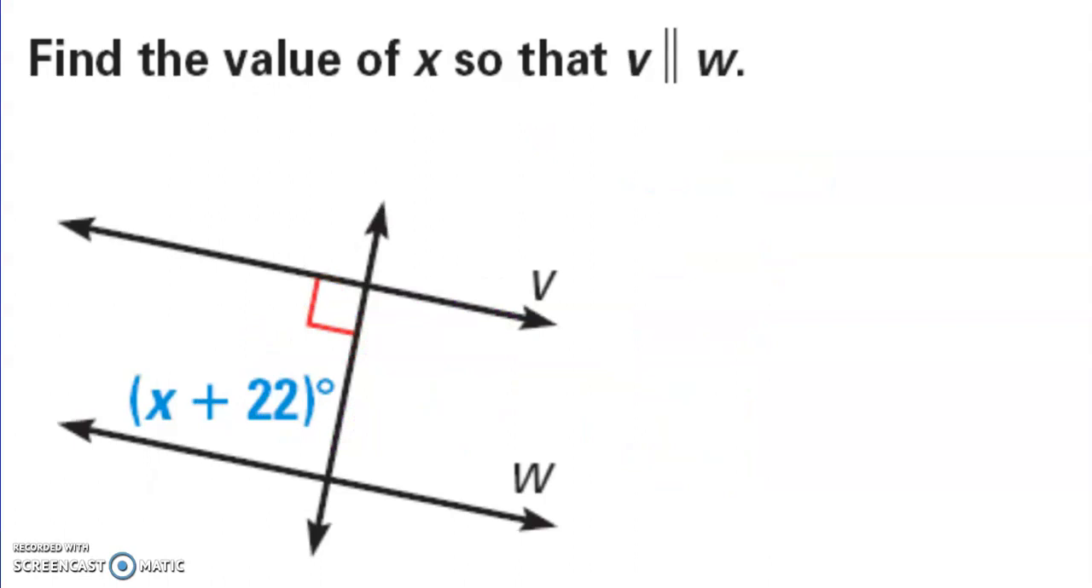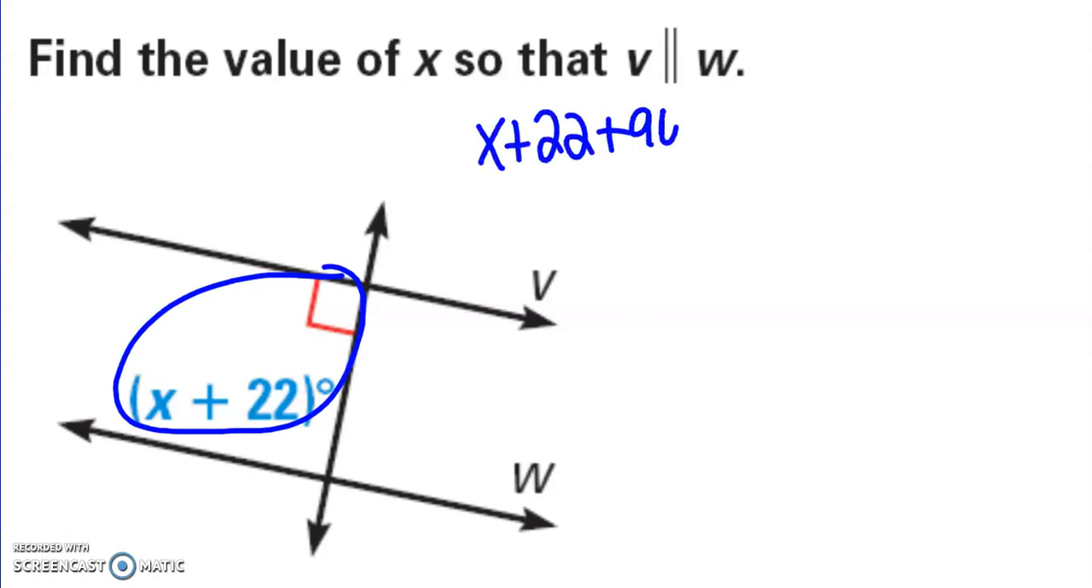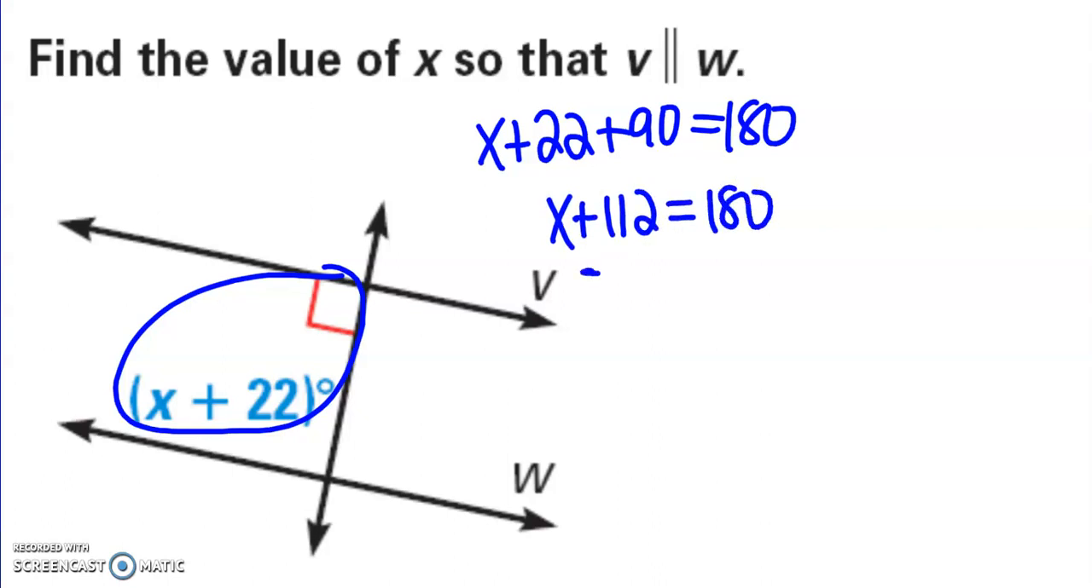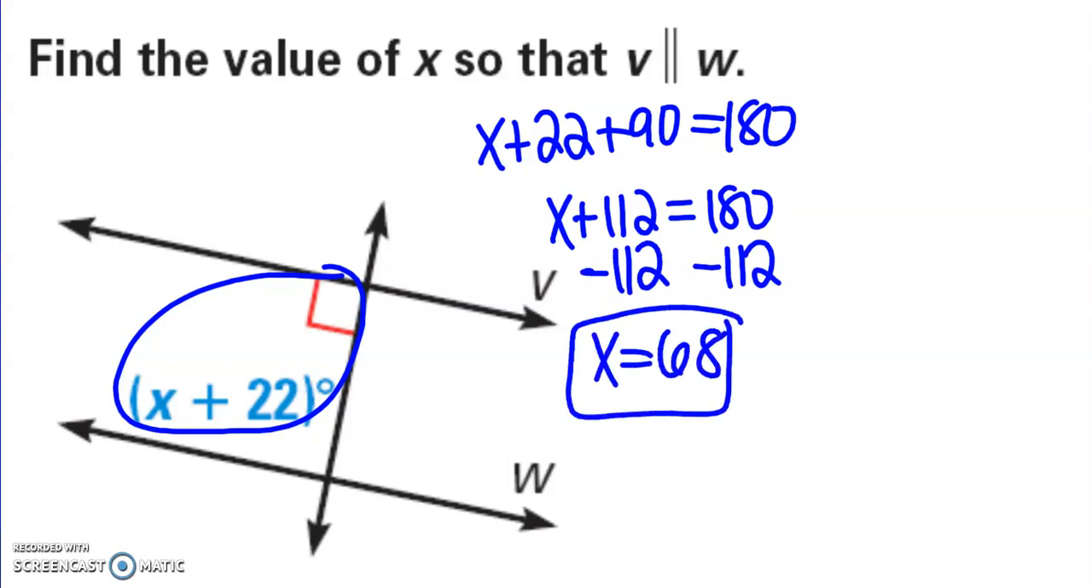Last one. These two same side interior angles need to add up to 180. So x plus 22 plus 90, don't forget to add in the 90, equals 180. So x plus 112 equals 180. So we're going to subtract 112 from both sides, and x equals 68.